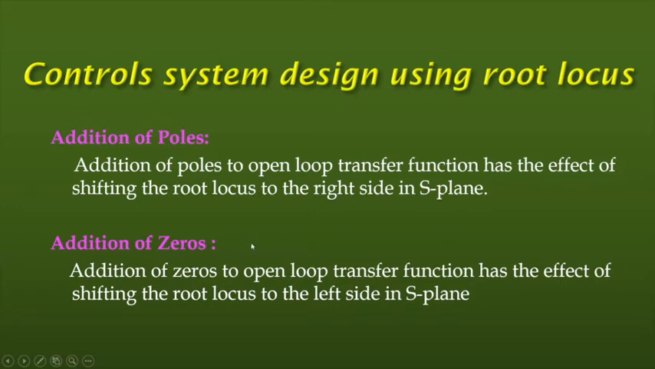Addition of zeros. Addition of zeros to the open loop transfer function has the effect of shifting the root locus to the left hand side of the S-plane. That means increasing the relative stability and speeding up the settling of the response. That means decrease of settling time.